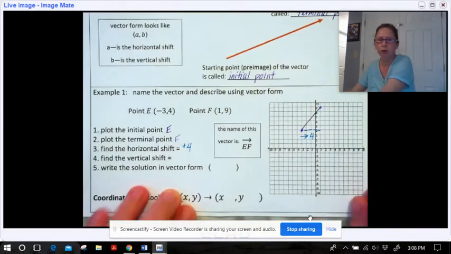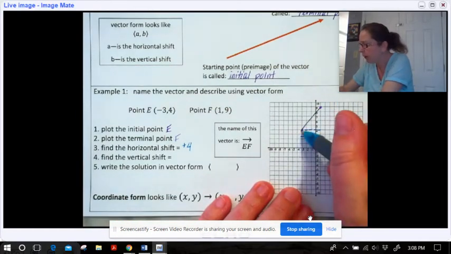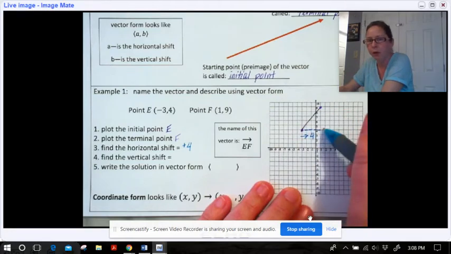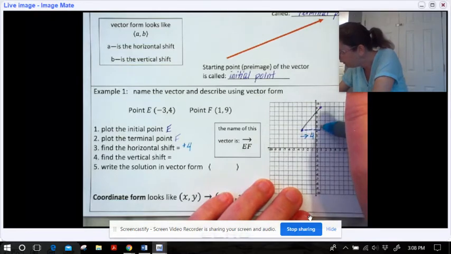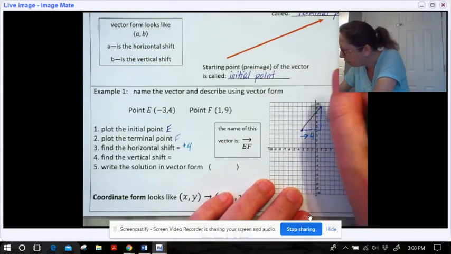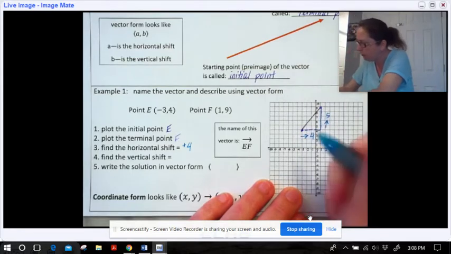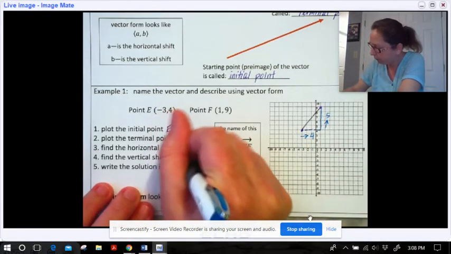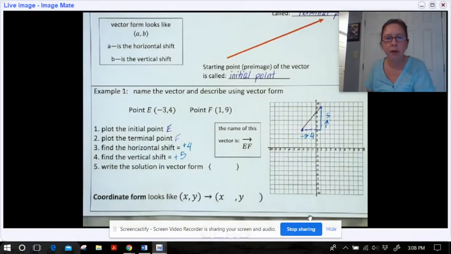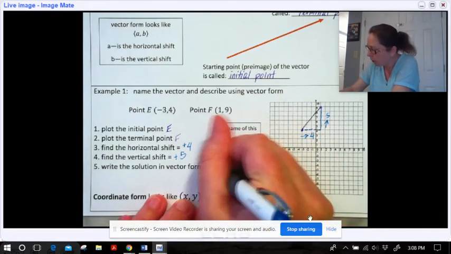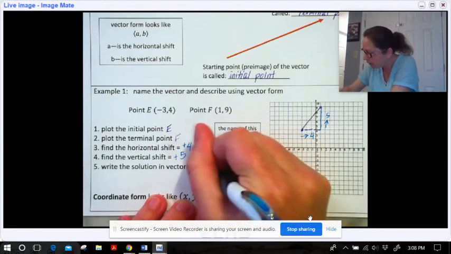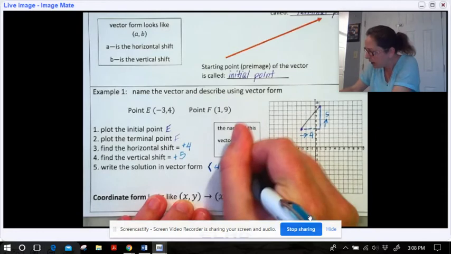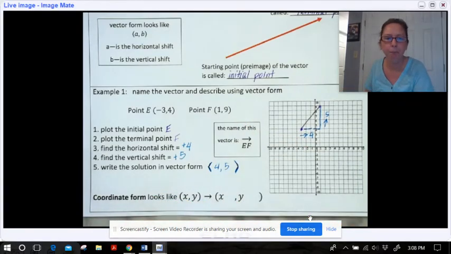And then the vertical shift. Because this is the starting point, I need to start here. I'm going to go right, and then I'm going to go up, which will also be positive. 1, 2, 3, 4, 5. So that's up 5, which is positive. So the vector form is positive 4, comma, positive 5, and notice that it is in these little V brackets.